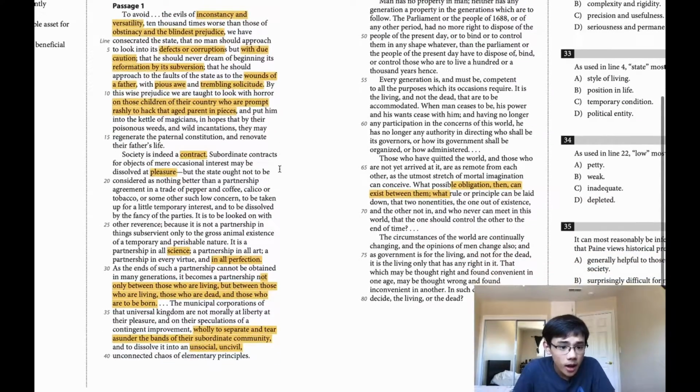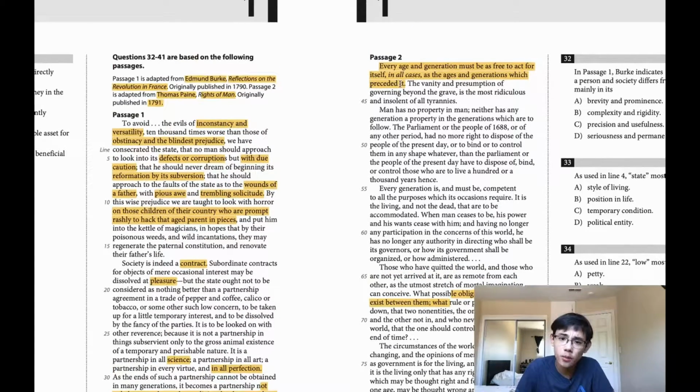it sort of talked about how society and government transcends time. It's not only a contract between those who are living, but also between those who are living and those who are dead. But passage 2, immediately at the beginning, they say that every age and generation are free to act for themselves. Just because a previous generation had it this way doesn't mean the current generation must have it that way as well. They can decide what's best for themselves.